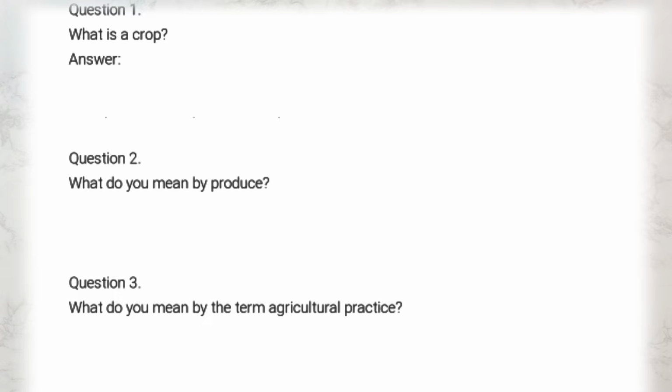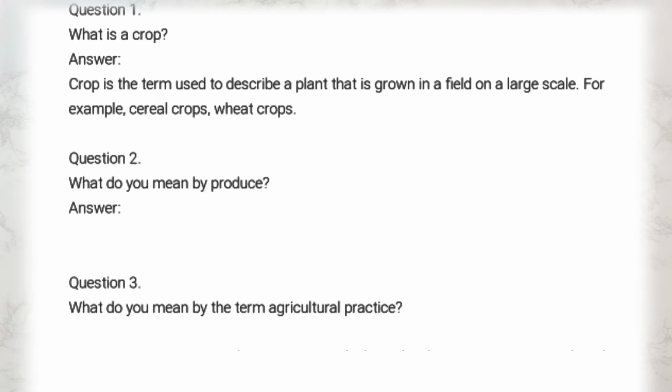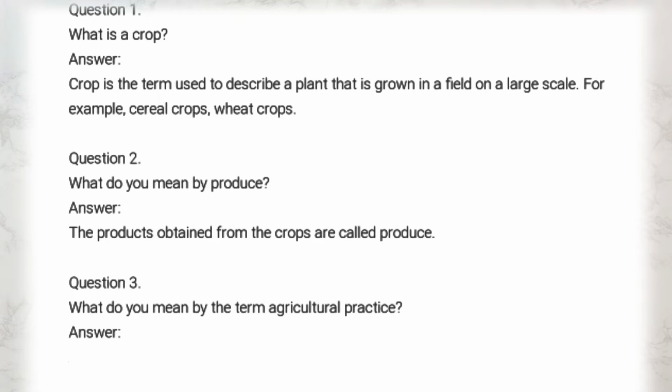First question is, what is a crop? And the answer is, crop is the term used to describe a plant that is grown in the field on a large scale. For example, cereal crops, wheat crops. Second question is, what do you mean by produce? And the answer is, the products obtained from crops are called produce.